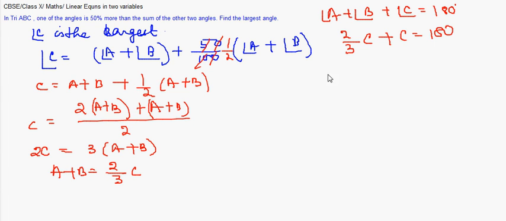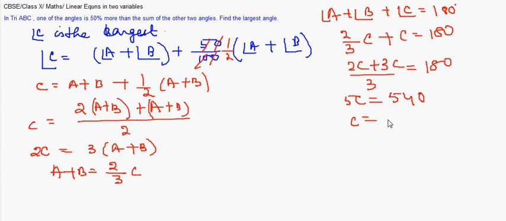Plus C as 180 in the second information. Here it makes, if I take 3, that gives me 2C plus 3C equals 180. So it is 5C is equal to 180 into 3 gives me 540. So C becomes 540 by 5. That makes it 108 for the largest angle. So we had assumed C to be the largest angle, so C we got to be 108.